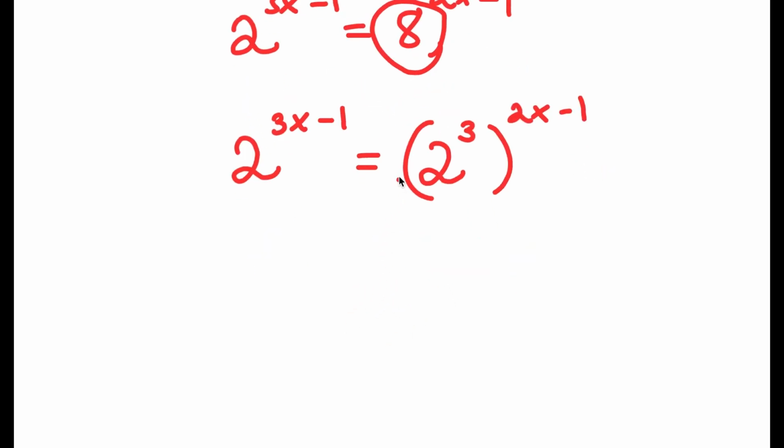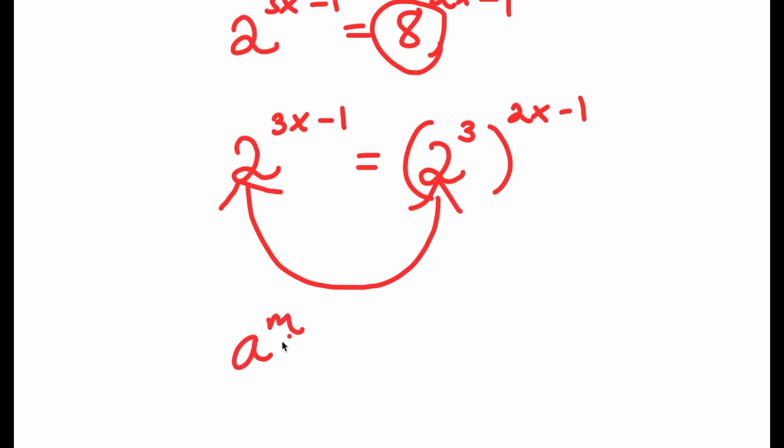And the reason I did this is because now these two have the same bases. Both of these bases are 2, so it's going to be much easier to solve this equation. Now, if I have something in the form a to the power of m to the power of n, this is equal to a to the power of m times n.